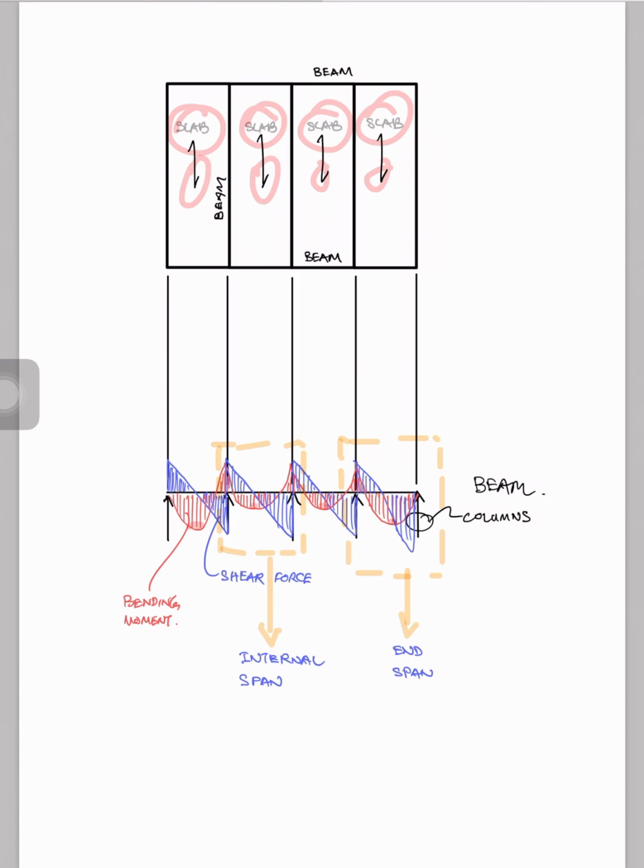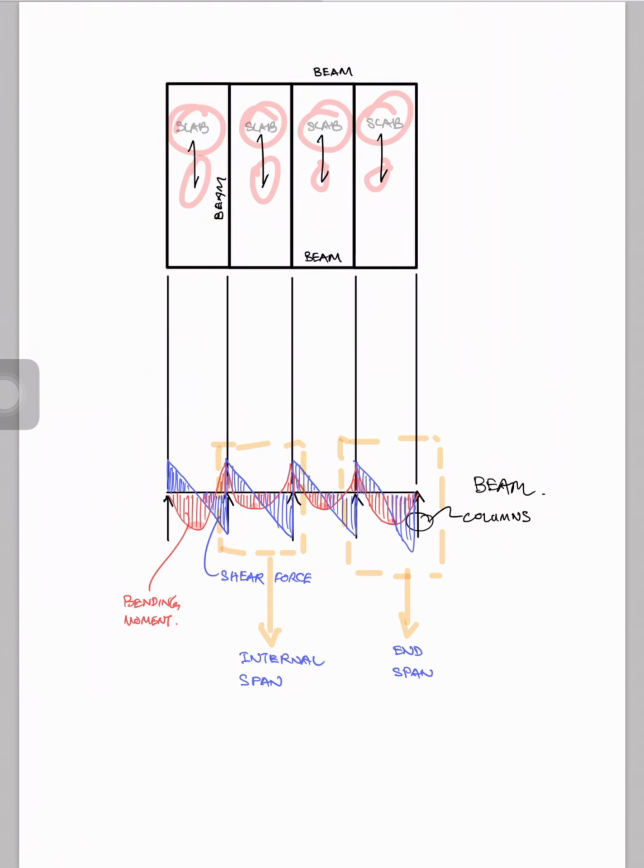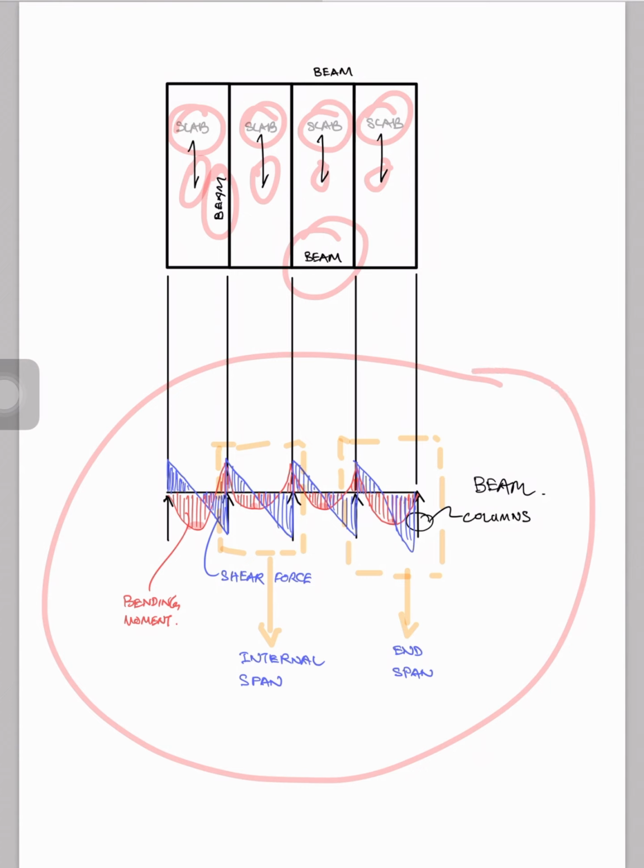Firstly, you can see that I've shown here one-way span slabs supported by beams. I'll just switch on the marker here and highlight it as I go along. Supported by beams here, and at the bottom here I have the free body diagram for bending moment and shear force.